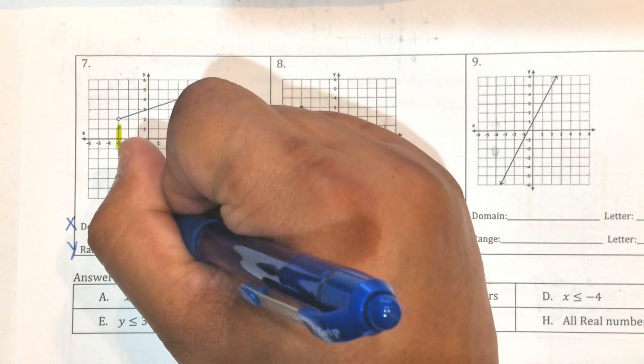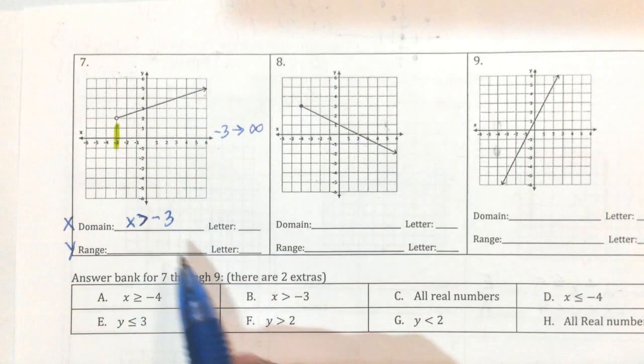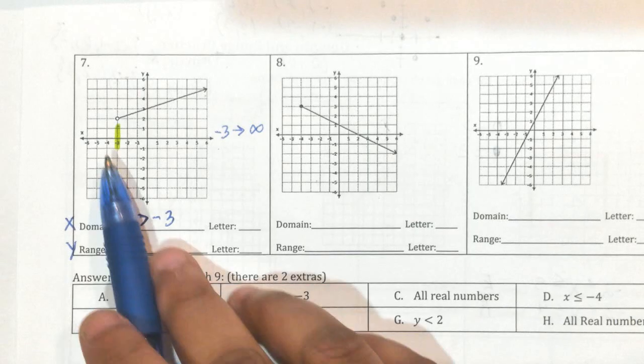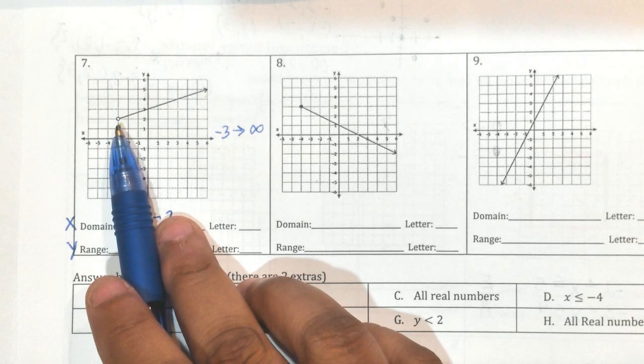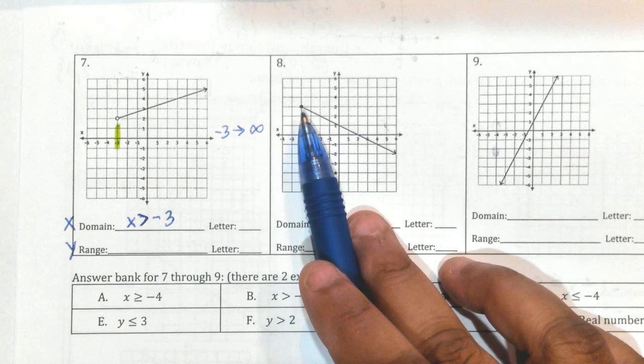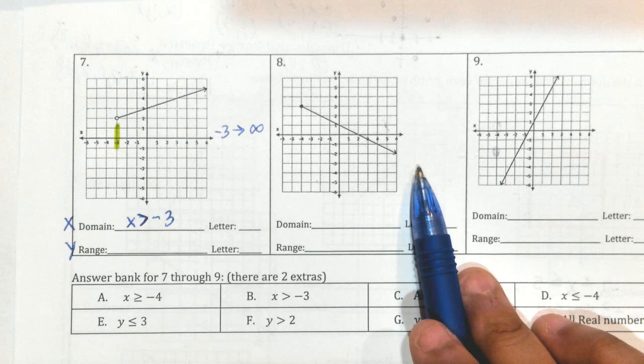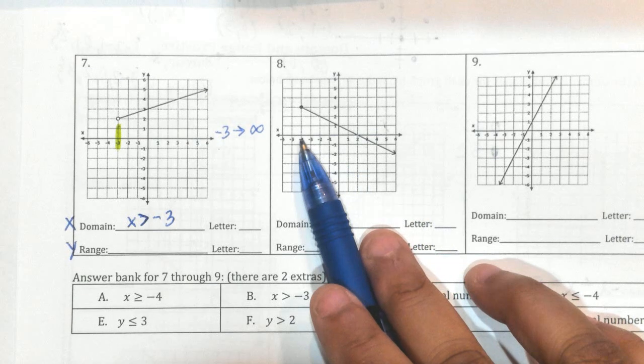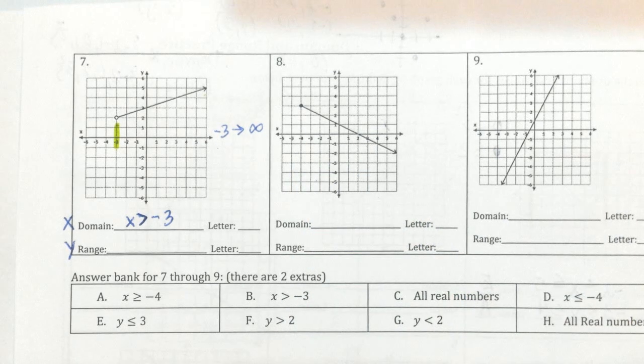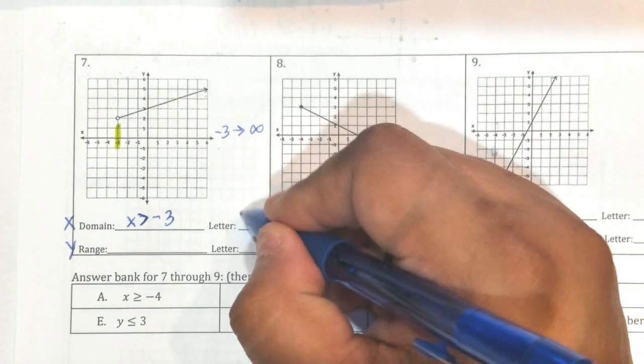Now, why did I use the greater than? I used the greater than instead of the greater than or equal to because this is an open circle. If it was a closed circle, this would be greater than or equal to, X is greater than or equal to -3. That would be the domain on that one. Alright, so this is B.